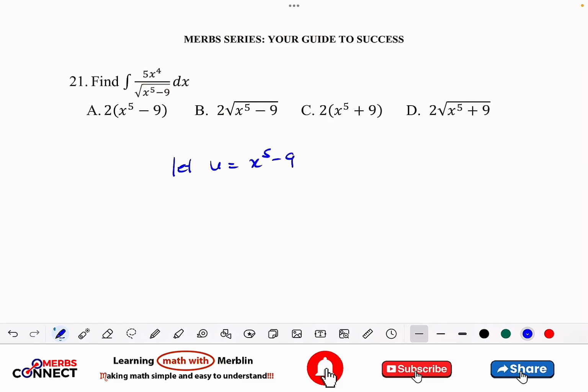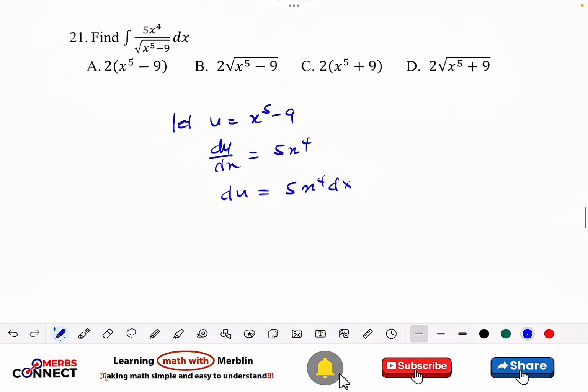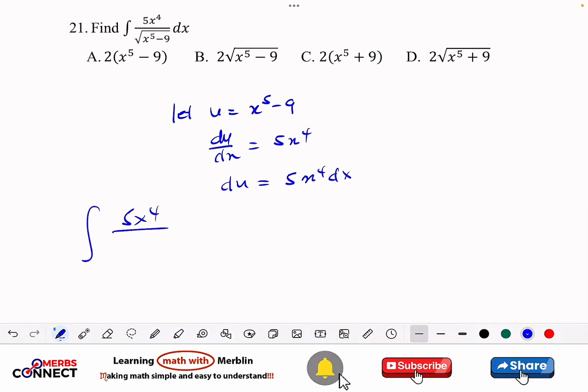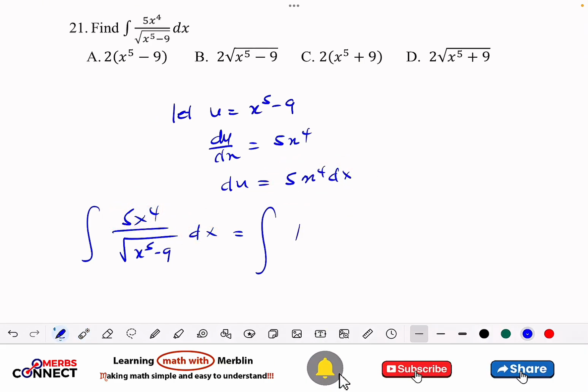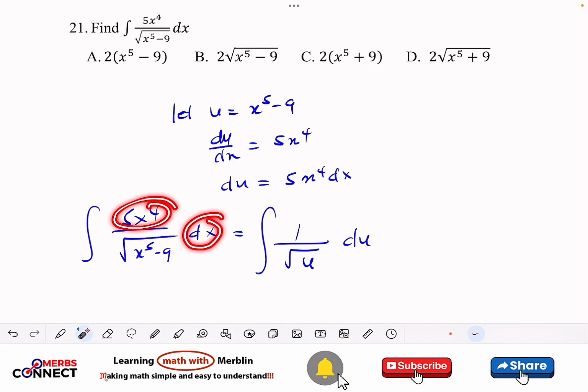And then you find du over dx to have 5x to the power 4, and then here you can say that du is 5x to the power 4 dx. So my integration of 5x^4 times the square root of x to the power 5 minus 9 dx will now be equal to the integration. Now this and this combined is here, so I can replace this one by this. So I'm going to have 1 divided by square root of u, because this one is this, right? And then times du, because this combined by this is equal to u, which is here.